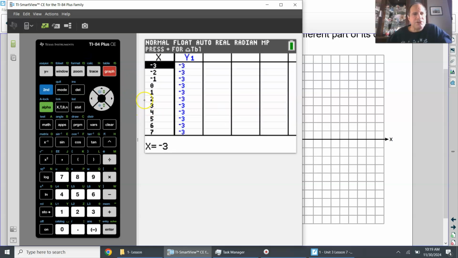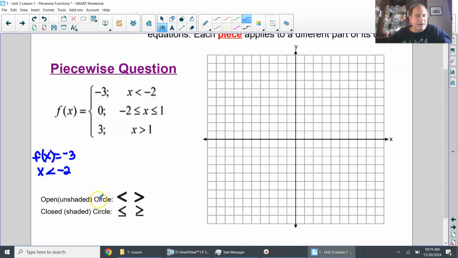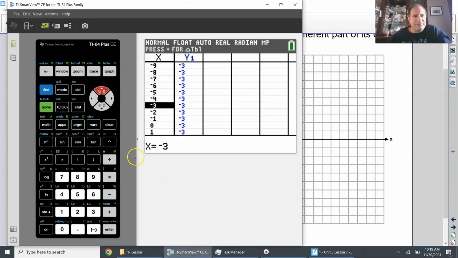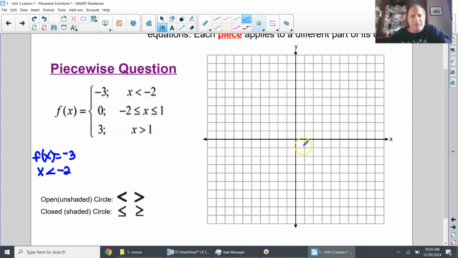We're going to press second function graph, and it is less than -2. So I'm going to just go all the way up, and then I'll go down to -3. So, -2, -3. So, -2, and it's a less than. So, -2, -3 is down here, nice big open circle. I got to make my open circles a little bit better. So, -2, -3, open circle.